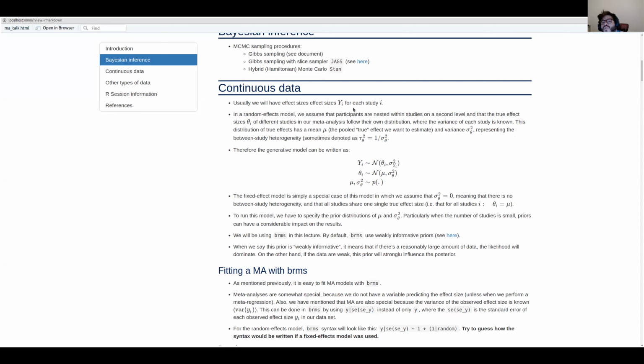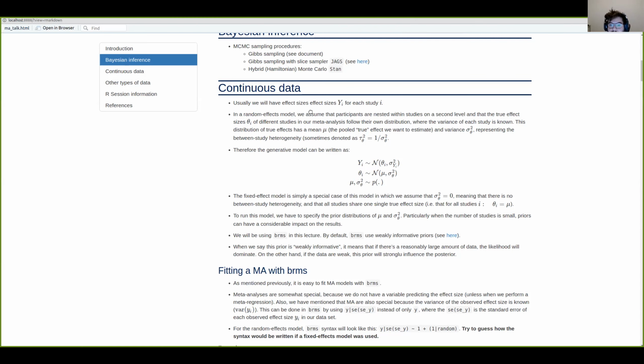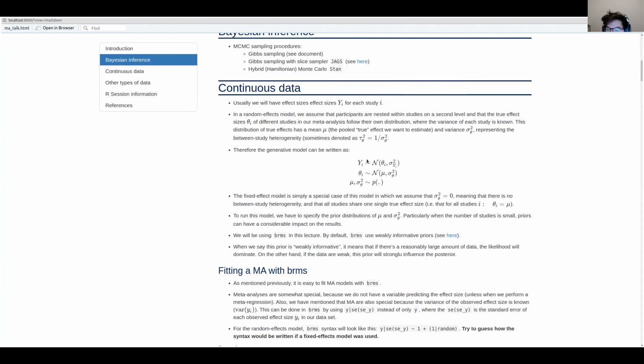Same as before, y_i represents the effect size. The idea behind doing Bayesian inference is that we have data and we want to learn from it. This also applies from a frequentist or maximum likelihood point of view. We assume that our data was generated by some statistical model. For continuous data meta-analysis, the first two lines here are exactly the same from either a frequentist or Bayesian approach.